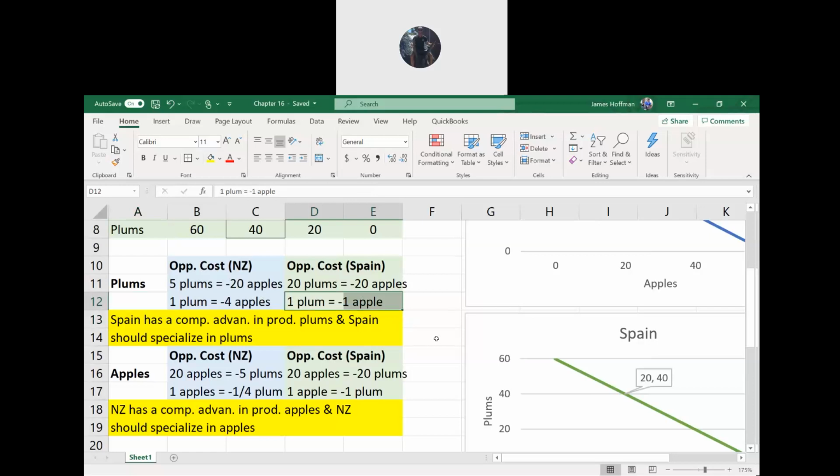Initially, every time they produced a plum, they were giving up an apple. So if they're going to do this in trade, if they want to produce plums, they have to get back in the trade better than one apple. If they didn't, they wouldn't do the specialization or the trade. So both countries have to beat their initial opportunity cost with the trade. Otherwise, this wouldn't be worth it. So let's start with the initial, which is one plum equals minus one apple.